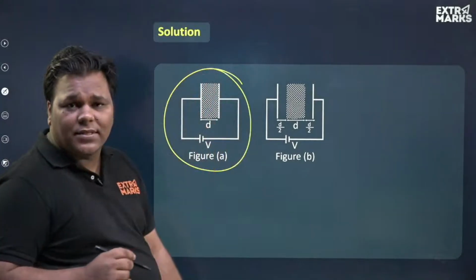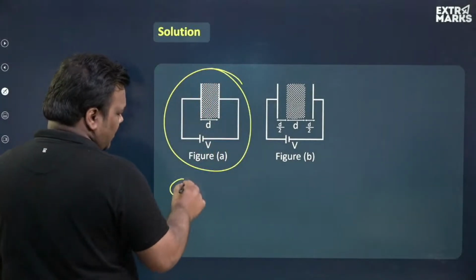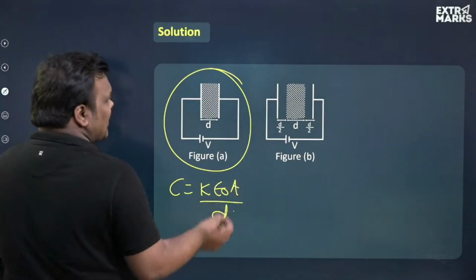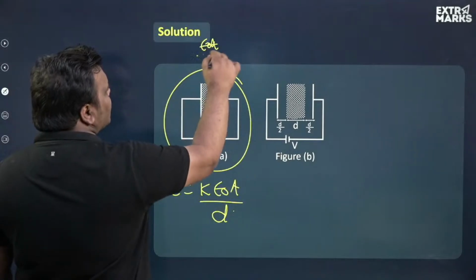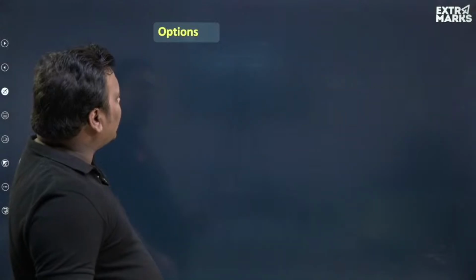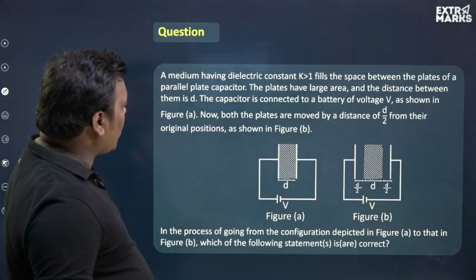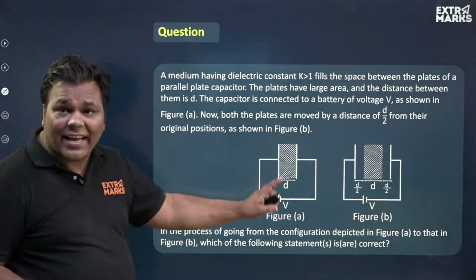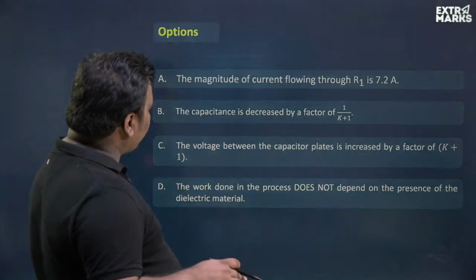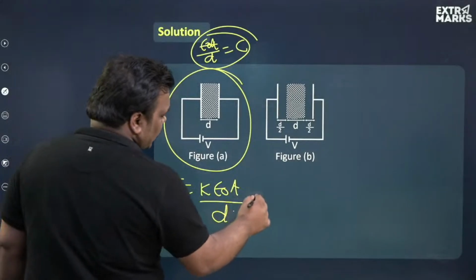We have this capacitance. What is the C? K epsilon naught A by D. Let's just say epsilon naught A by D is equal to C in order to save time, because it is also given, na, initial capacitance was C. It is given or not? Okay, we just assume it. Initial capacitance is epsilon naught A by D is C. So my answer will be initial capacitance will be KC.